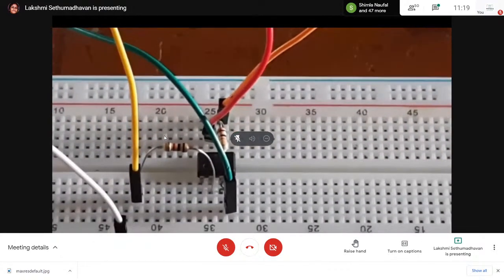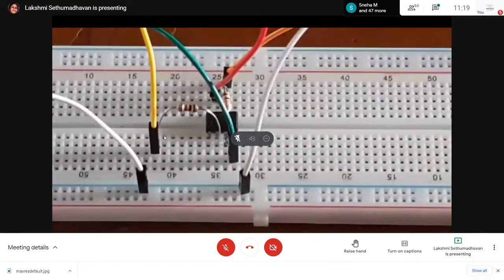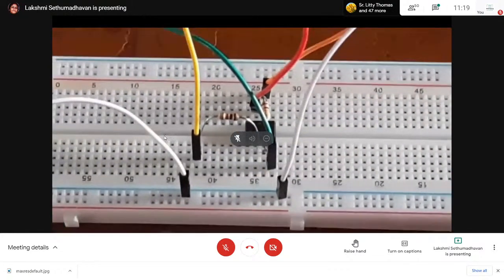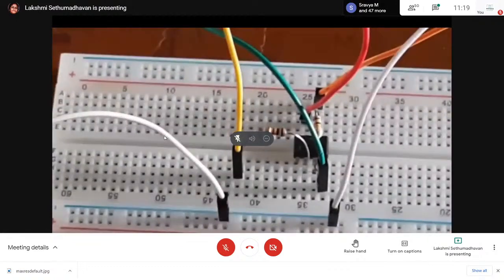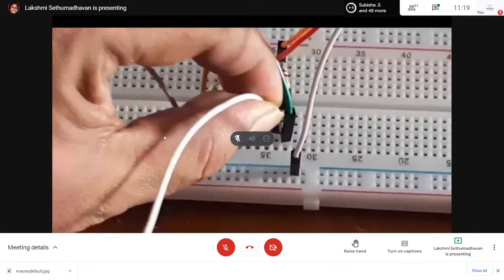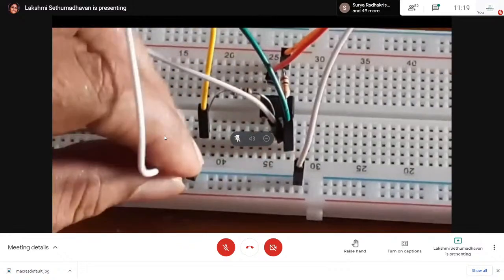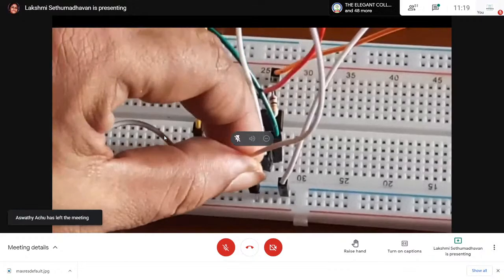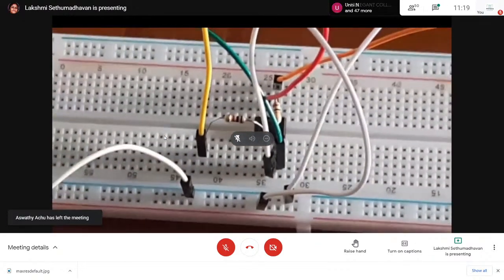Then the negative to the ground, I mean output ground. Then the terminal 3, I have to earth it. I'll ground the terminal 3 with white color code. I've grounded the third leg. So the connections are over.